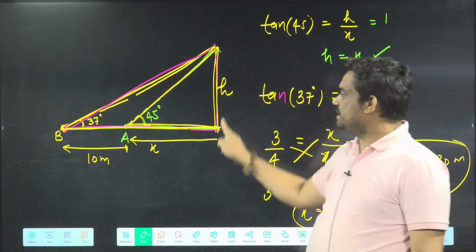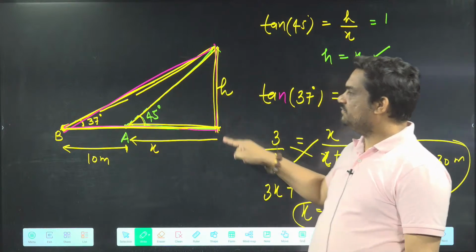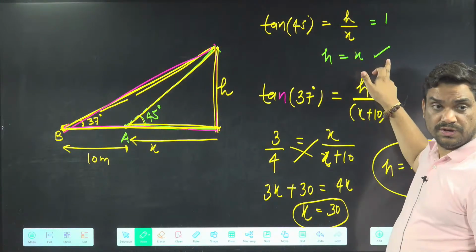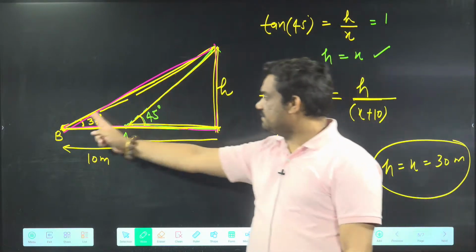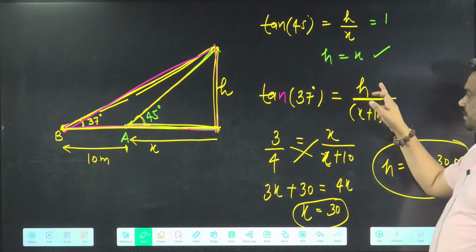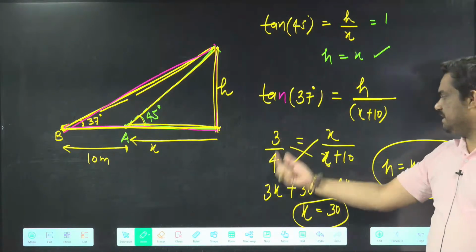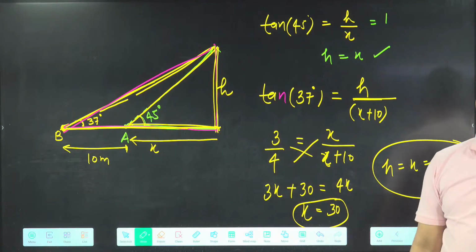First we use the small triangle with 45, so tan 45 is h by x. Tan 45 is 1, so we got h equal to x. Then we use the bigger one, tan 37, and we got h divided by x plus 10, which is 3 by 4. Then we cross multiply and we got the answer.